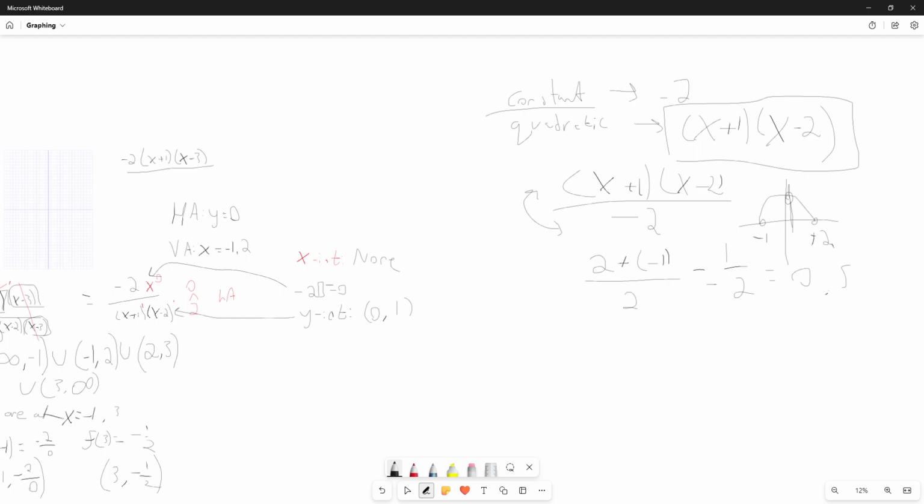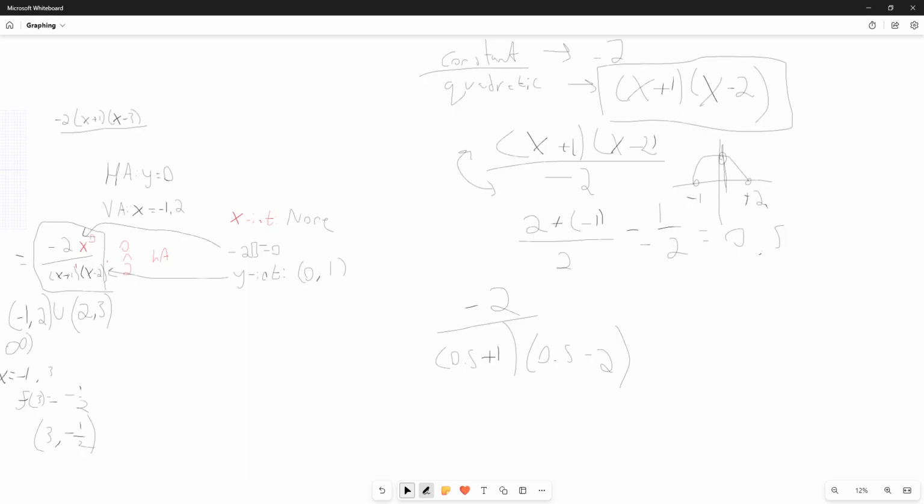So then we plug a half back into the original equation. We take -2 over 0.5 plus 1, 0.5 minus 2. And from there, that means our new point that we get, because we plugged in, is a half and 8/9. That is our new local max or min from the reciprocal.